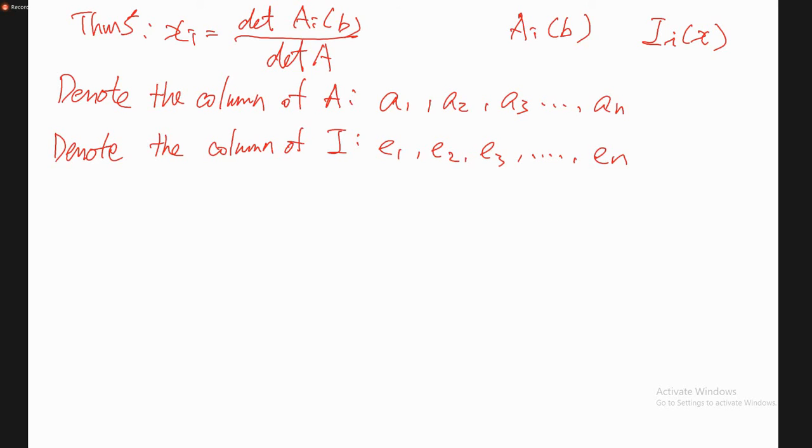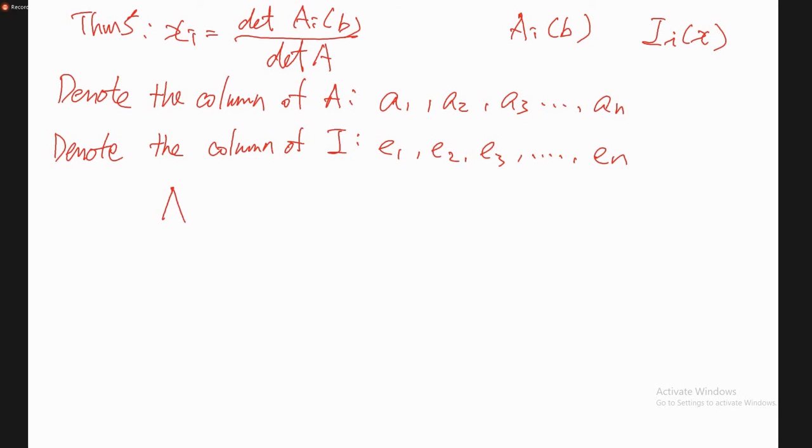So let me repeat. To denote the columns of matrix A, we use A1, A2, A3 until An. To denote the columns of the identity matrix, we use E1, E2, E3 until En, to facilitate the proof only. Now I would like to consider the following thing. I would like to consider a matrix multiplication.